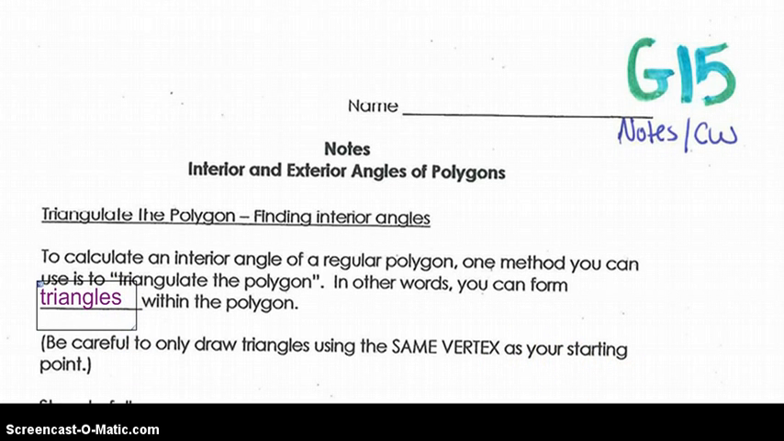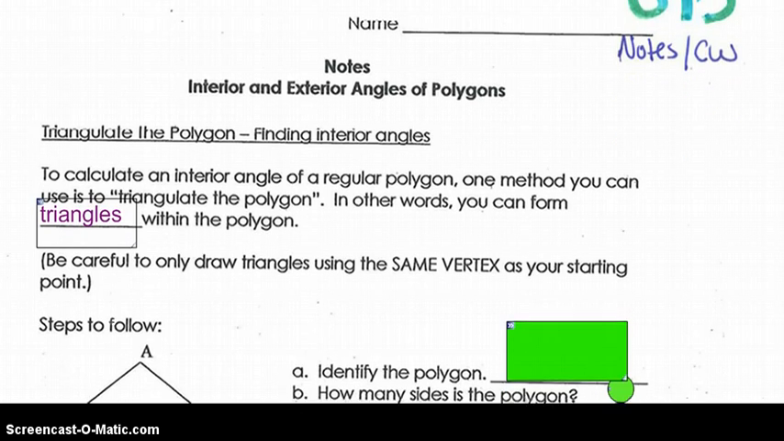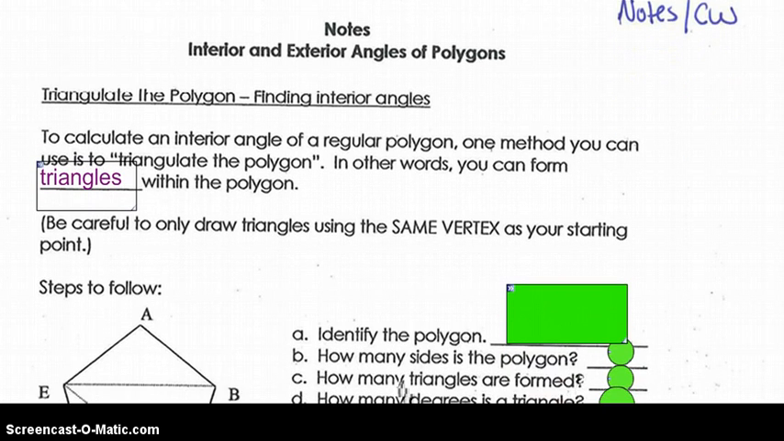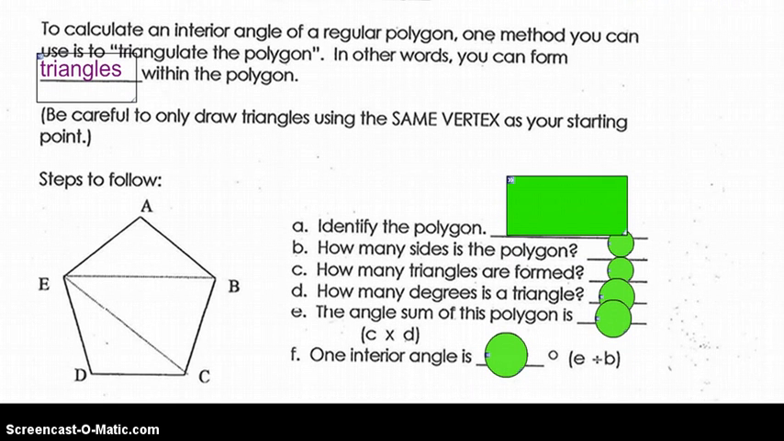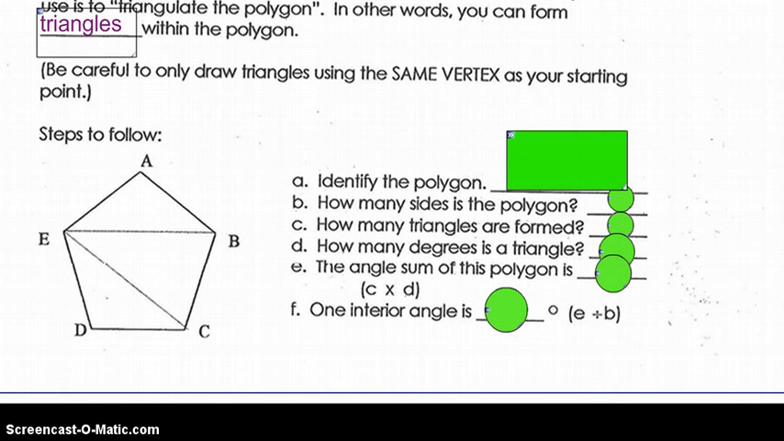Be careful to only draw triangles using the same vertex as your starting point. That means once you start at one vertex, you need to stick with it. So here are the steps to follow. We have a polygon right here. The first thing you're going to do is choose one vertex. So for this example, I chose vertex E.